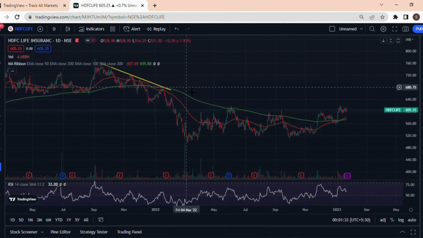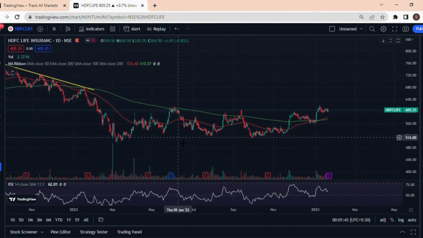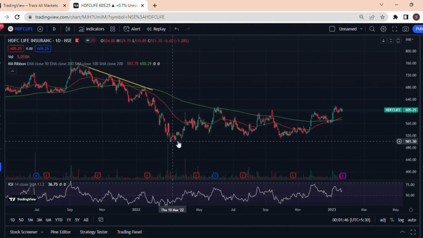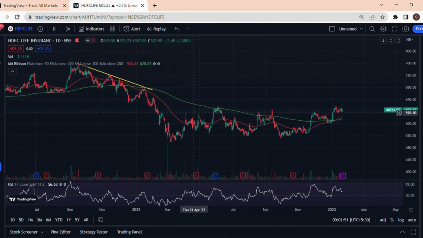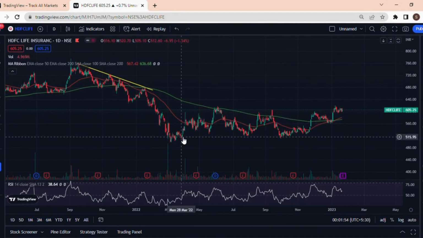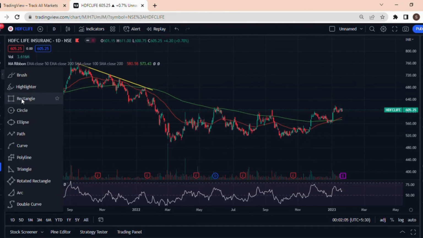Well, that was just for informative purposes. We'll focus on what the chart is telling us at the current moment. If you observe here, after making a low of around 500, the stock has tried to consolidate. From the month of March of 2022 up till now, the stock is consolidating. Let me just draw that zone.